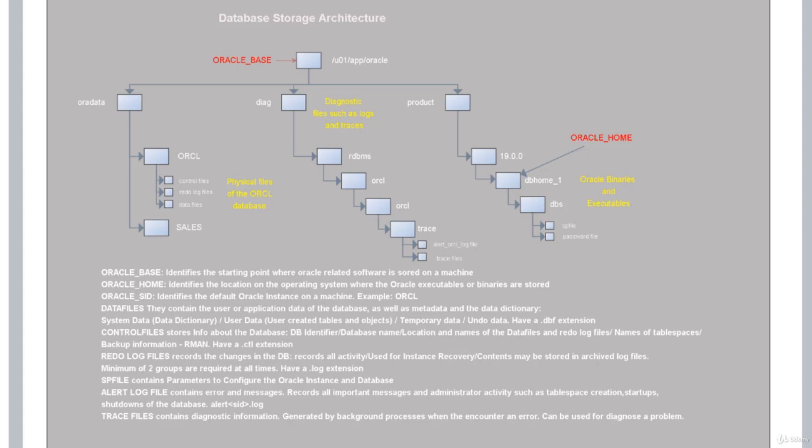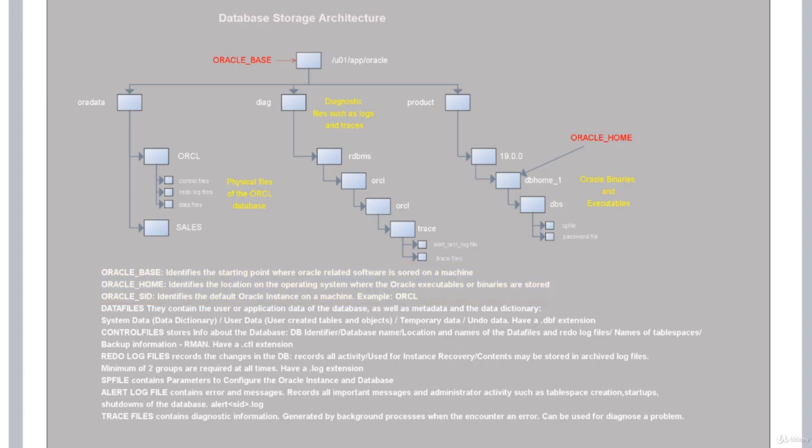Let's review three main operating system environment variables that should be assigned. Oracle base identifies the starting point where Oracle-related software is stored on a machine. Oracle home identifies the location on the operating system where the Oracle executables or binaries are stored. Oracle SID identifies the default Oracle instance on a machine.